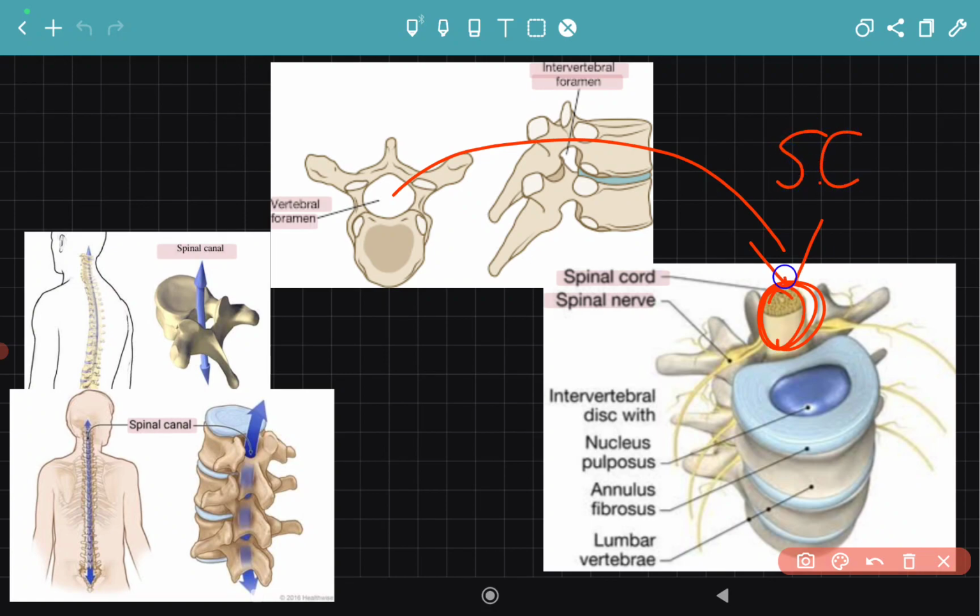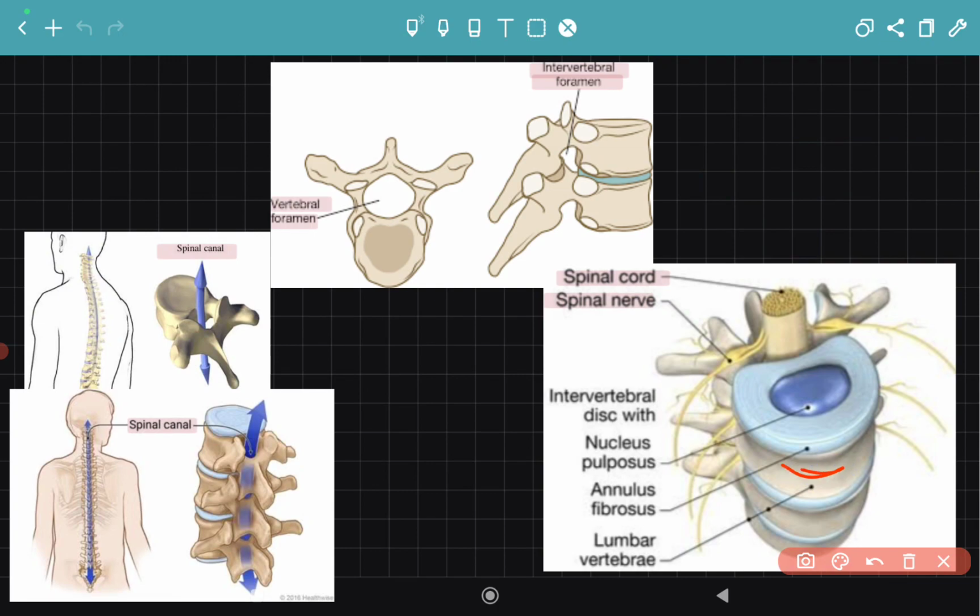So superiorly, upwards and downwards, there will be the spinal cord, and laterally there are those nerves emerging out of the spinal cord. So these are the spinal nerves. So now we exactly know from where the spinal cord and the spinal nerves emerge. So this part is basically clear.